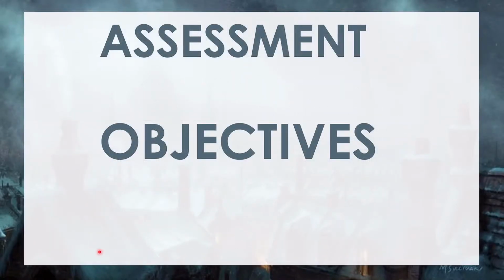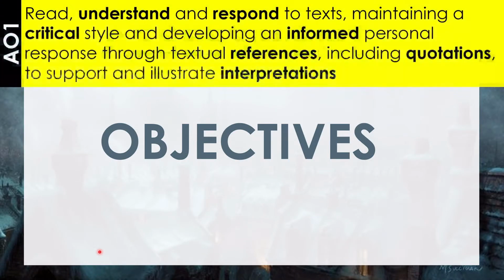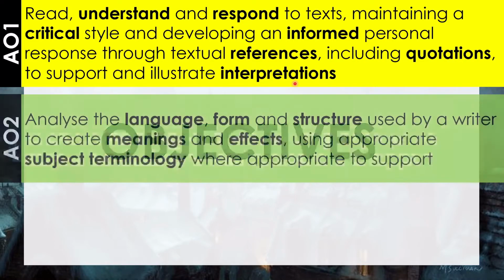So thinking about the AOs and the assessment objectives. AO 1. Read, understand and respond to text, maintaining a critical style and developing an informed personal response through textual references, including quotations to support and illustrate interpretations. Interpretation is a really important word in AO1. AO1 is essentially, do you understand the text? Do you know what it's about? Have you got your own ideas about it? Or are you just regurgitating things? The more you have your own ideas, the more you'll move up the mark scheme, and we'll talk about the mark scheme in a little bit.